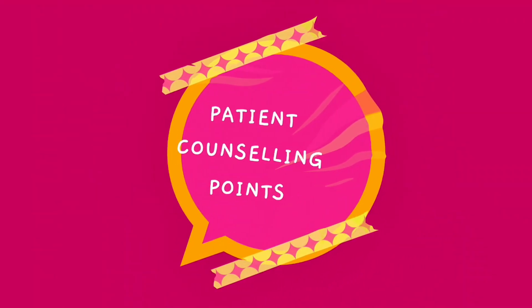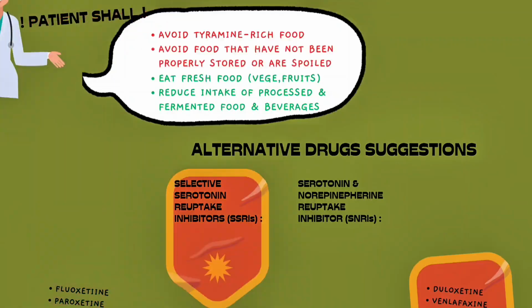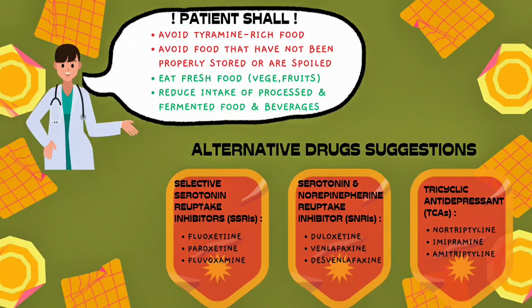For patient counseling points, patients should avoid tyramine-rich food while taking the drug, and avoid food that has not been properly stored or is spoiled. Patients should eat fresh food, vegetables, and fruits, and should reduce intake of processed and fermented food and beverages.